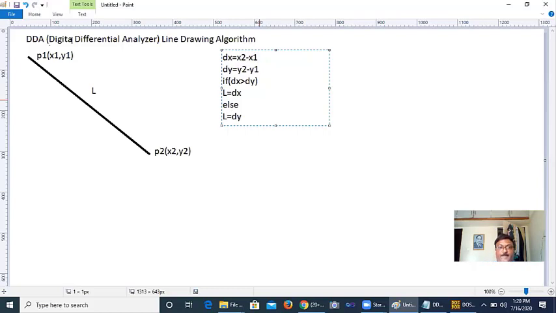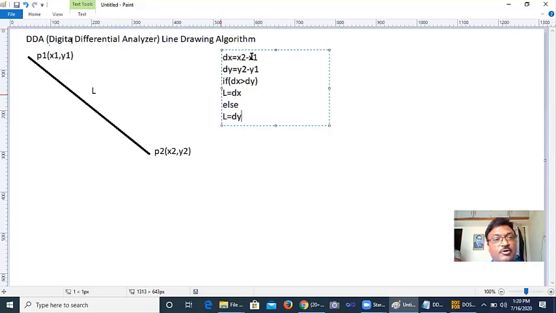Got it? Means once any line or anything you are going to calculate from P1 to P2, you must put the points from P1 to P2, and each point is nothing but a pixel. So how many pixels are you going to put? By using this length. So what is the length over here?